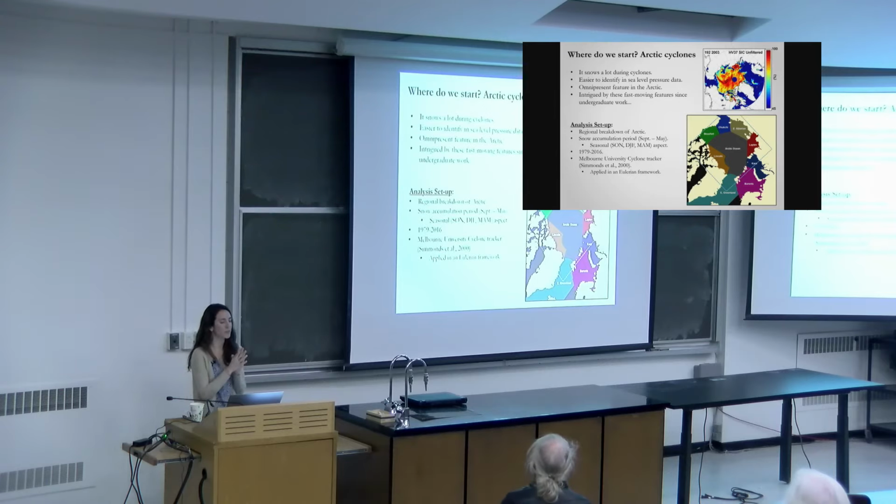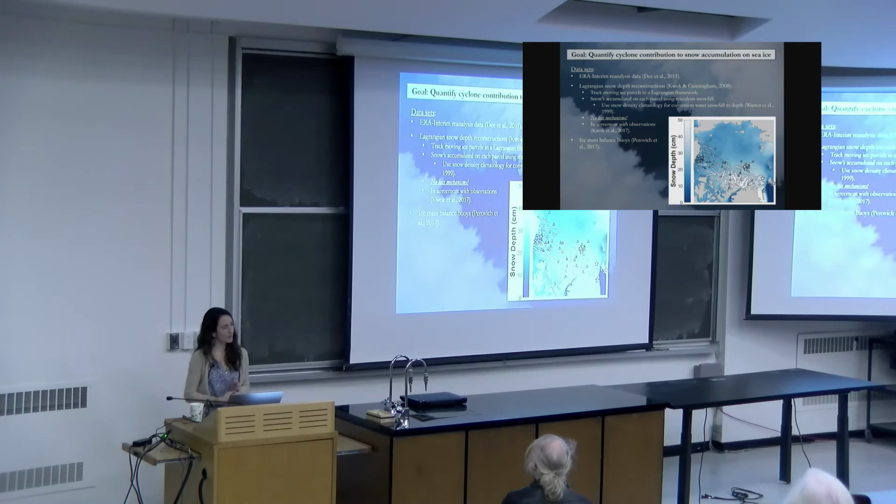And lastly, we're looking at this in a way of using reanalysis data with in situ data. We didn't come up with our own algorithm. We used this cyclone tracker from the Melbourne University, but we applied it in an Eulerian framework. And the reason for doing this is if you're an ice parcel and a cyclone doubles back on itself, you would experience two events. And that's why we wanted to use it in an Eulerian framework rather than a Lagrangian framework.